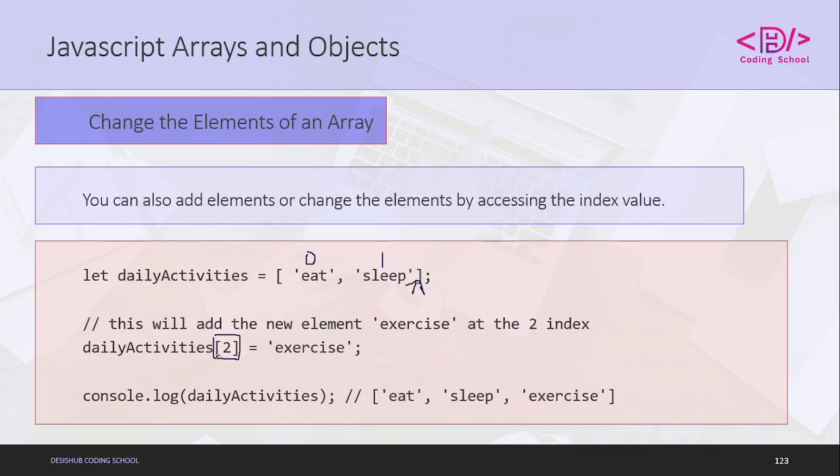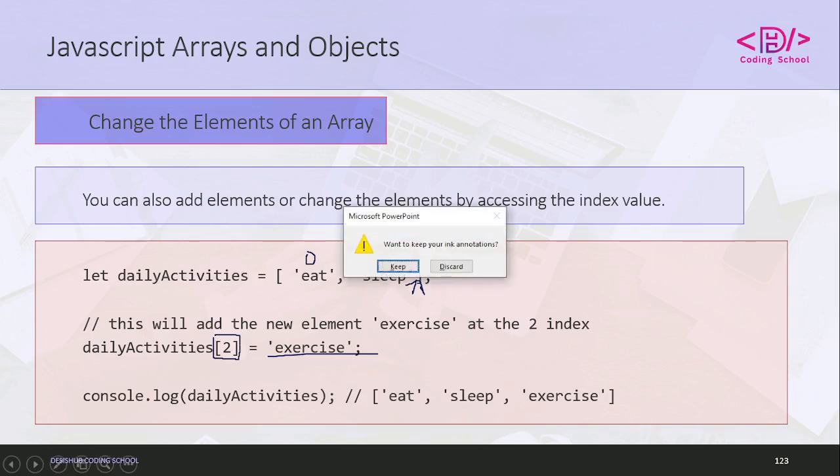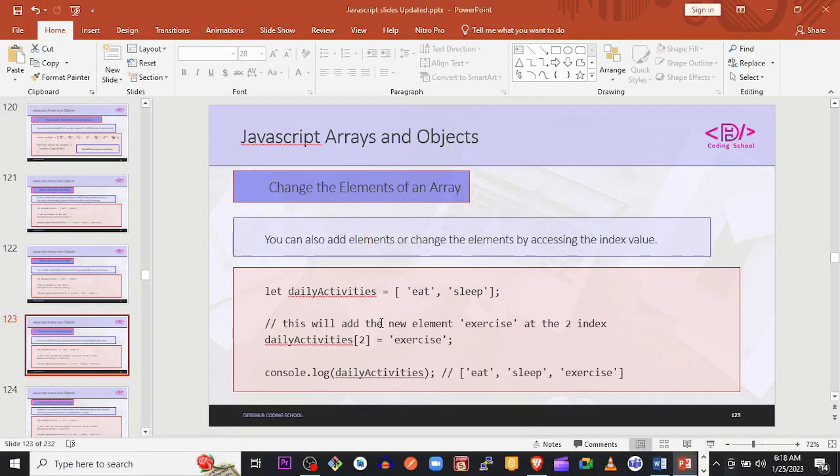Daily activities at index 2 is equal to exercise. What this will do is check if this index 2 exists here, and if it exists, it will modify the value at index 2 to that value. But if that position or index does not exist, it will create it there. Okay, so let's demonstrate that. I'm just going to discard that.